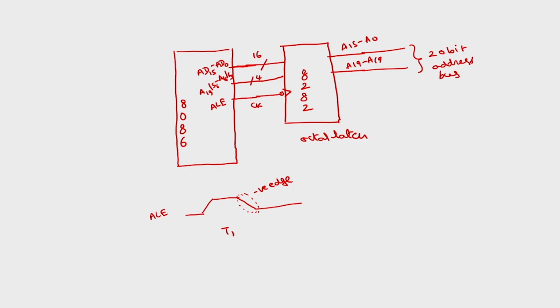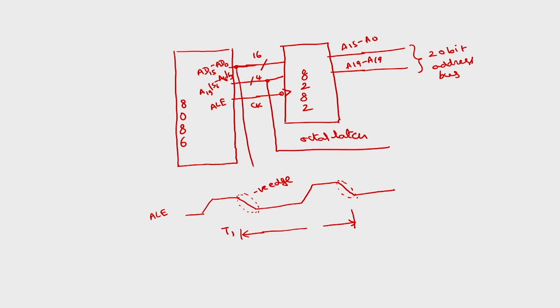This output, the 20 address bits, will be there until the next clock cycle where the address latch enable goes from high to low. From this point to this point, whatever information is latched will be available at the output of the 8282. Now, because I have already latched this, in subsequent clock cycles I can use this to carry only the status, and I can use this to carry only the data.